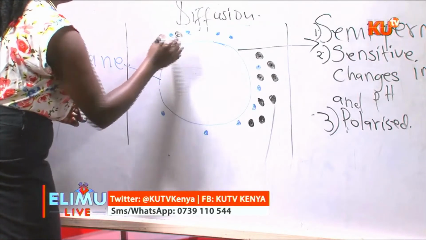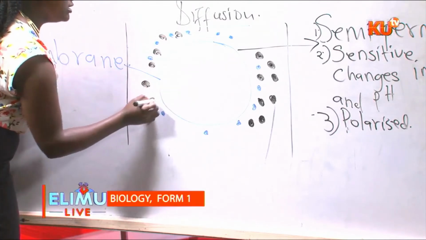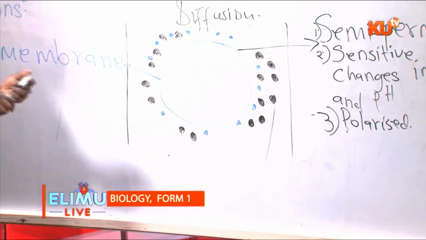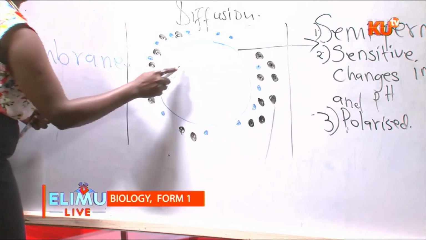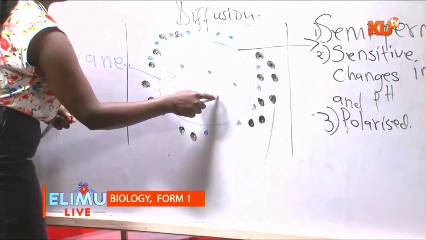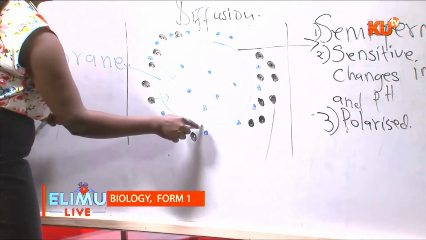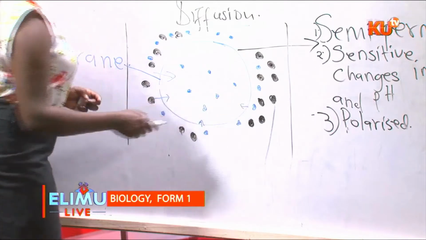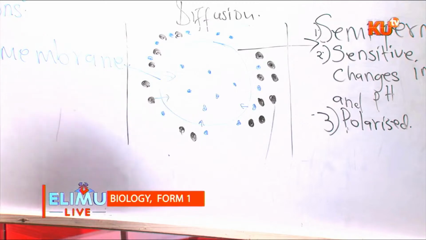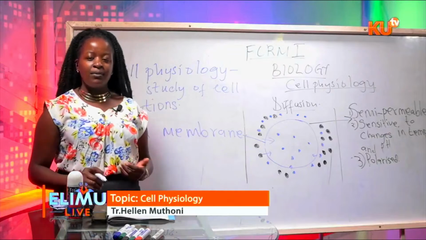So because of the size of the sugar molecules, the cell membrane will only allow water molecules to pass through. It will select the water molecules to pass through, but the big, large sugar molecules will not be able to pass through. And I hope we are together on the concept of being semipermeable.